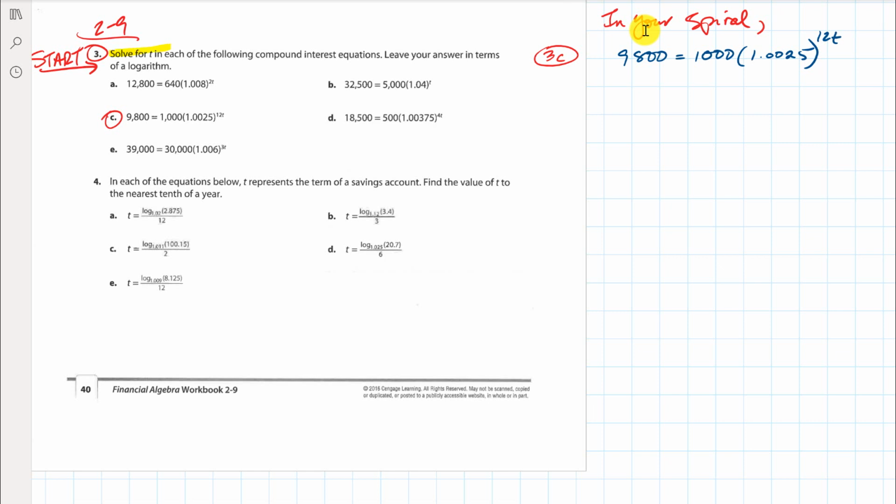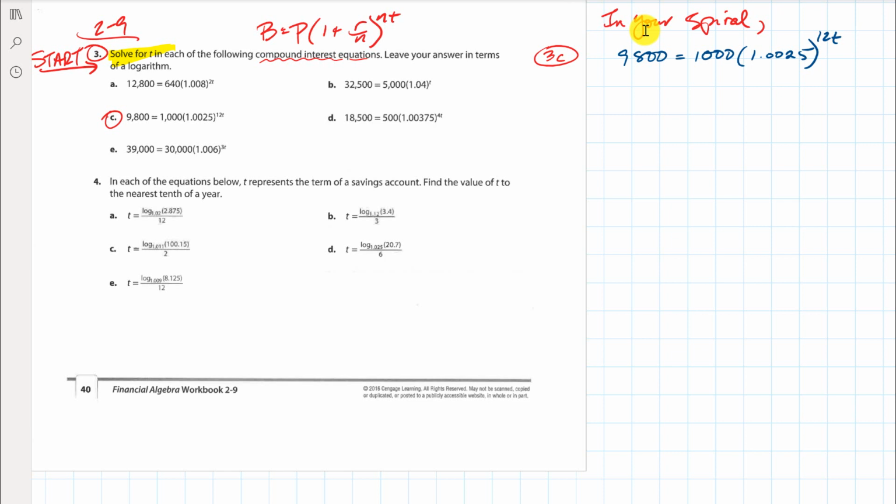Oh my goodness. Solve for t in each of the following compound interest equations. These are compound interest equations. These come from the main equation that you are well familiar with, that I'm writing down. All of these come from this equation, and so when we do our application problems, they're going to look like this. If you can solve these equations in number 3, you can solve anything.